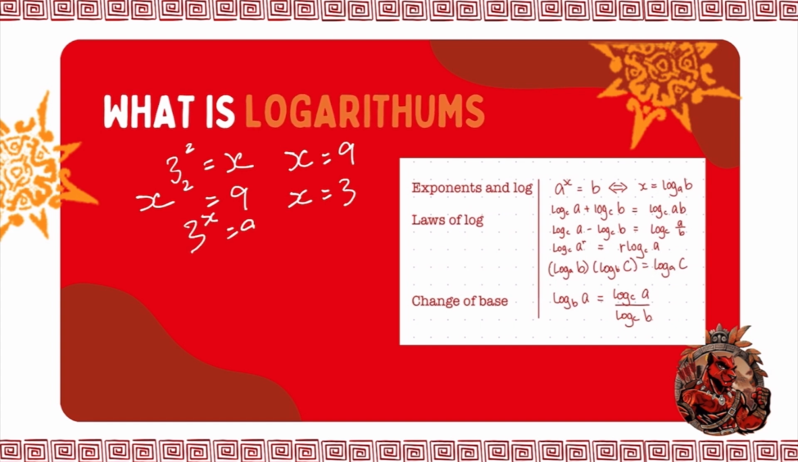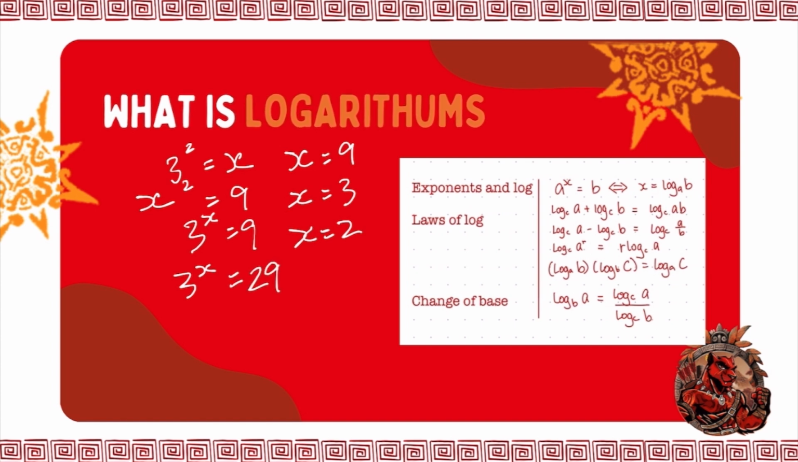3 to the power of x equals 9. Well, because we already looked into this number, you can probably tell me, but what if this was a question where x wouldn't be some nice positive integer? For example, 3 to the power of x equals 29.